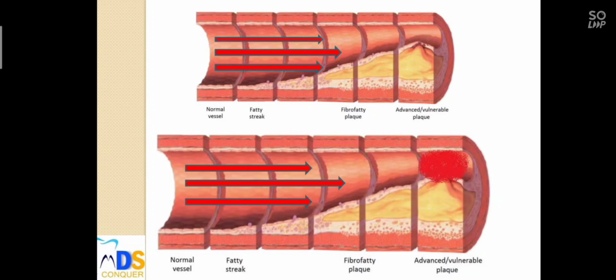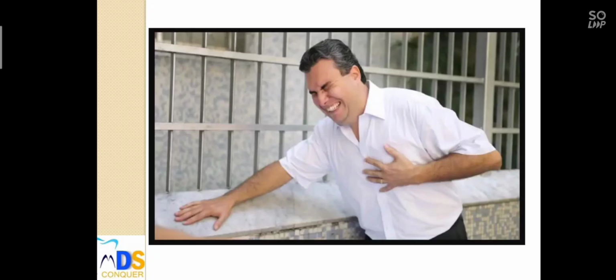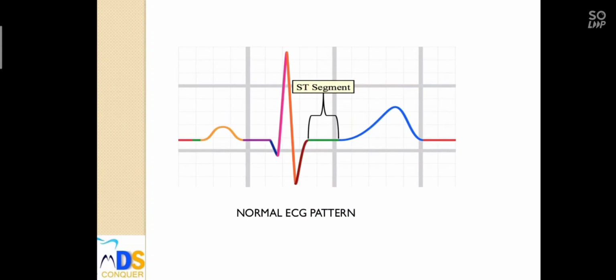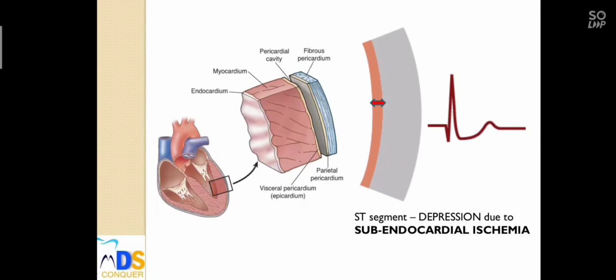So, this is a cross section of a blood vessel with the atherosclerotic plaque in the first image, and disruption of the atherosclerotic plaque followed by thrombus formation. Because of thrombus formation, there is almost 95% blockage of the blood vessel, and this causes unstable angina, which is not relieved on taking rest. And this unstable angina can occur at both rest and exercise situations. This is a normal ECG pattern, and because of subendocardial ischemia, we see ST segment depression like stable angina.